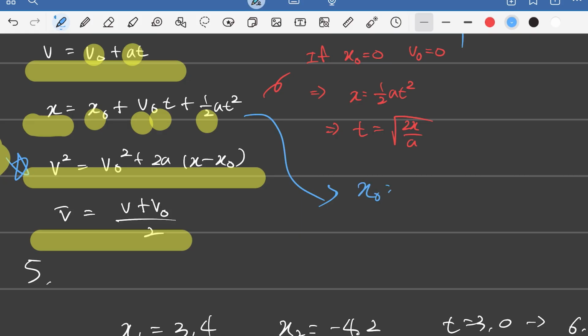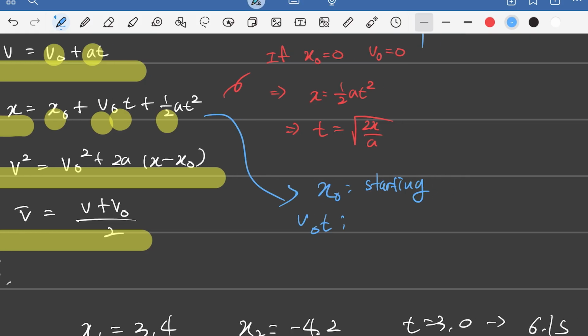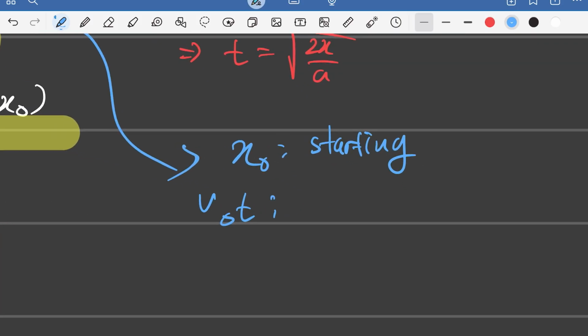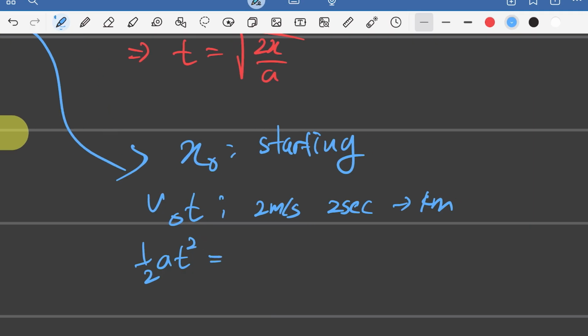So x naught is the starting point. If you're throwing a ball from an airplane, then your starting point will be like, I don't know, 3,000 feet up in the sky. And then initial velocity times time means how much you were going before you start accelerating. So if you were going 2 meters per second for 2 seconds, then you already went 4 meters. And then 1 over 2 a t squared equals how much displacement you moved when starting acceleration.